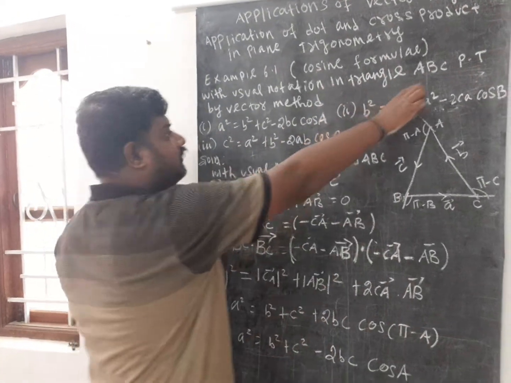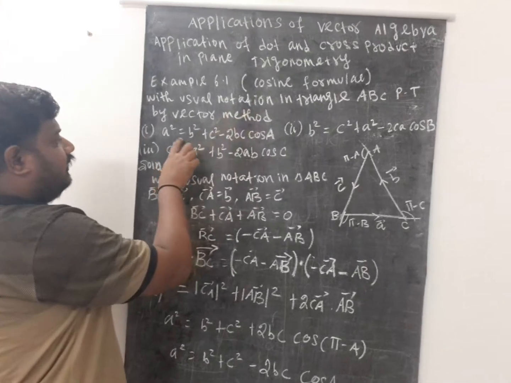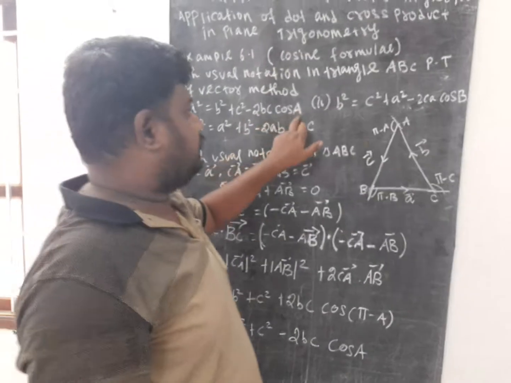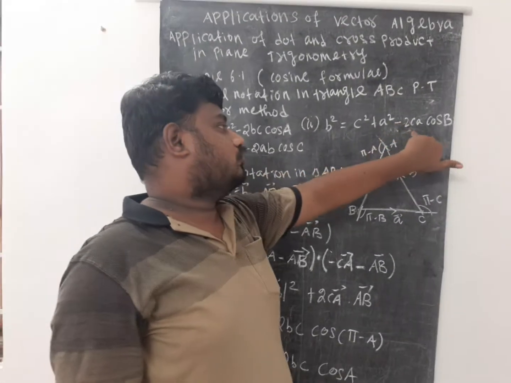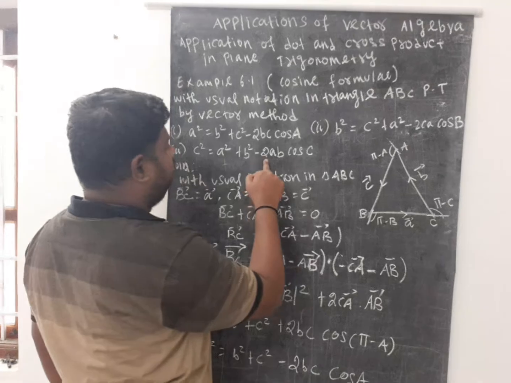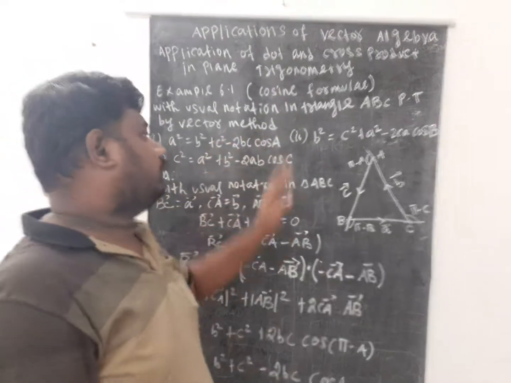With the usual notation for triangle ABC, prove by vector method the cosine formulas. One of them: a square is equal to b square plus c square minus 2bc cos A. The second one is b square is equal to c square plus a square minus 2ca cos B. The third one is c square is equal to a square plus b square minus 2ab cos C. I will prove only one, the remaining two you can try.